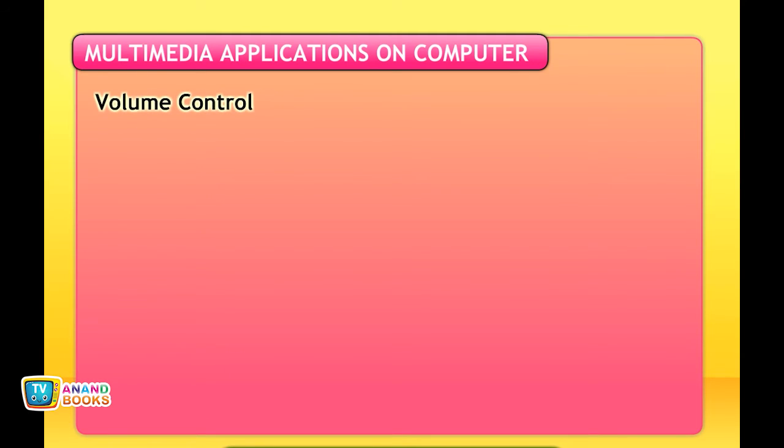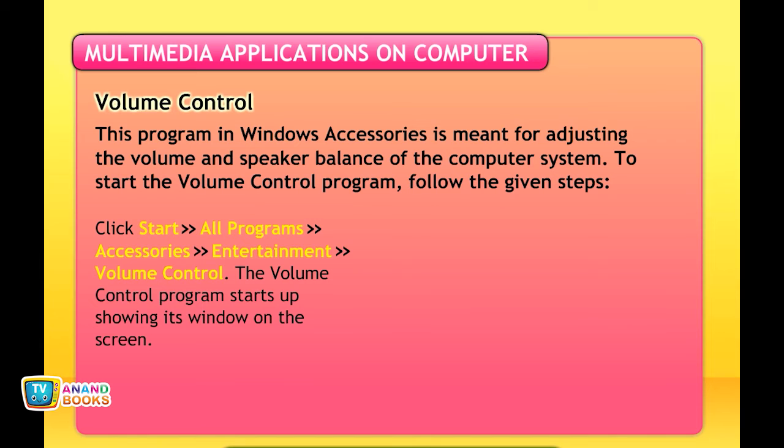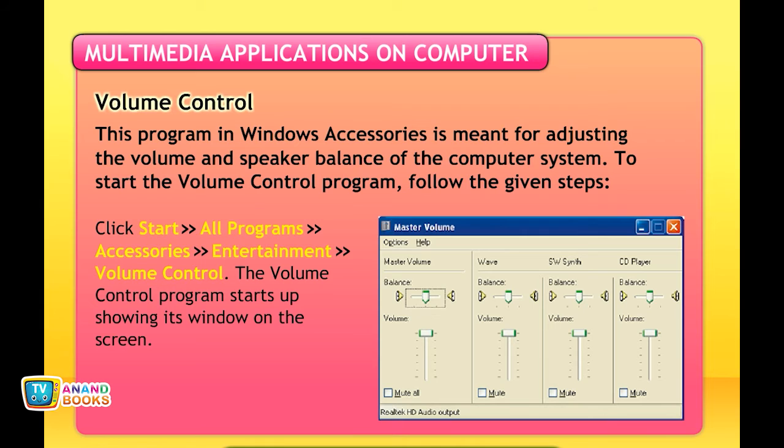Volume Control. This program in Windows accessories is meant for adjusting the volume and speaker balance of the computer system. To start the volume control program, follow the given steps. Click Start, All Programs, Accessories, Entertainment, Volume Control. The volume control program starts up showing its window on the screen.